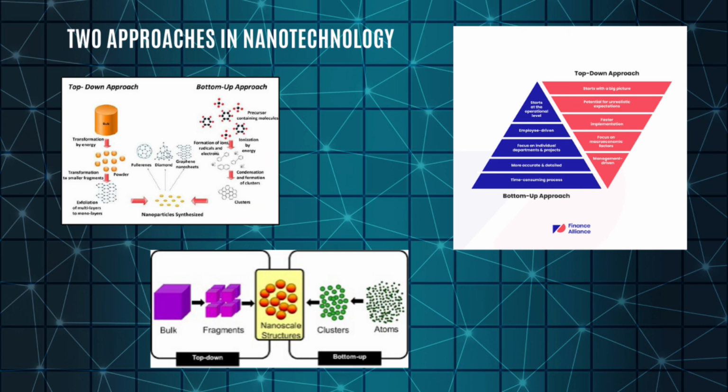The picture tells us that top-down approach means starting with a large piece of material and cutting it down to create tiny structures or particles. Ibig sabihin, it's like carving a big block of food ngaya, for example, into smaller pieces to make something. And then, ang bottom-up approach naman is the opposite of top-down approach. Means, it's like starting with individual atoms or molecules and building them up to create larger structures or particles.